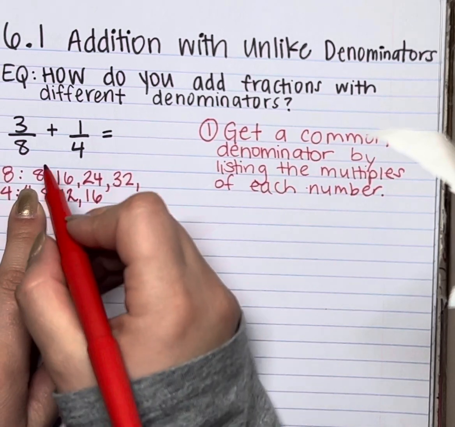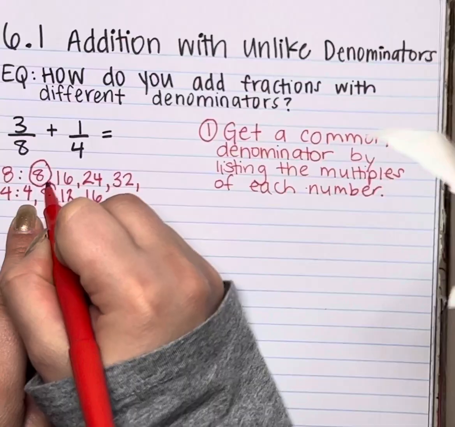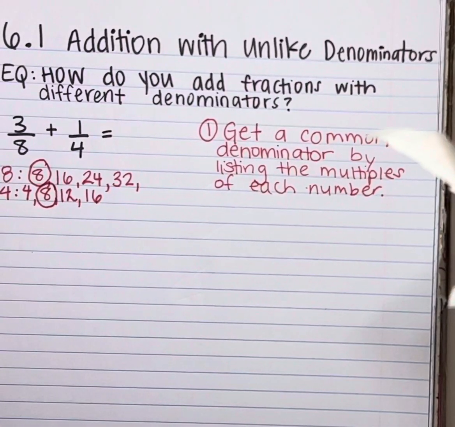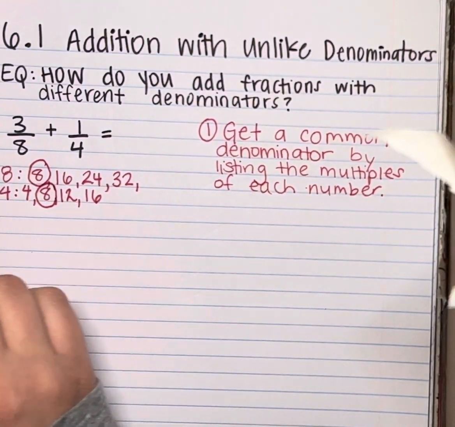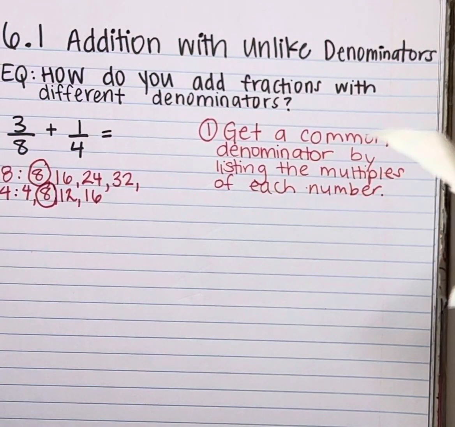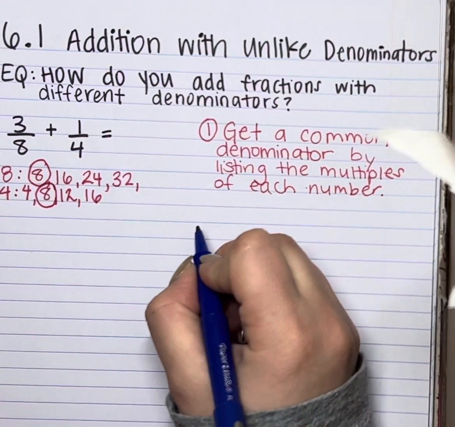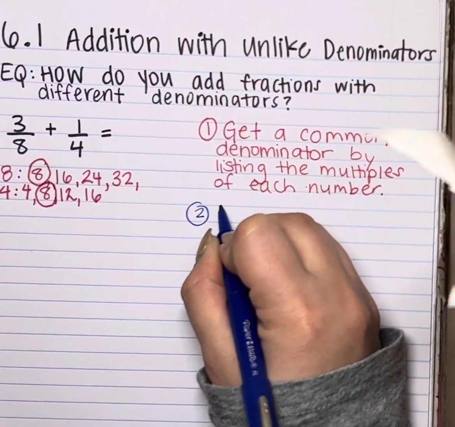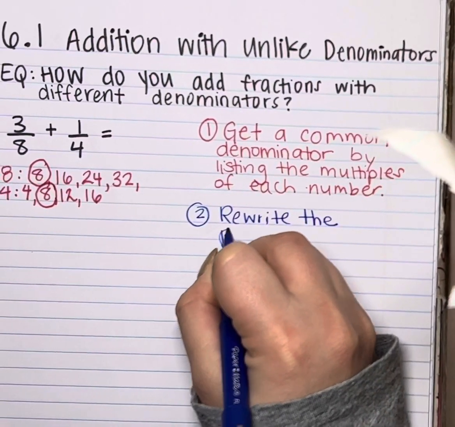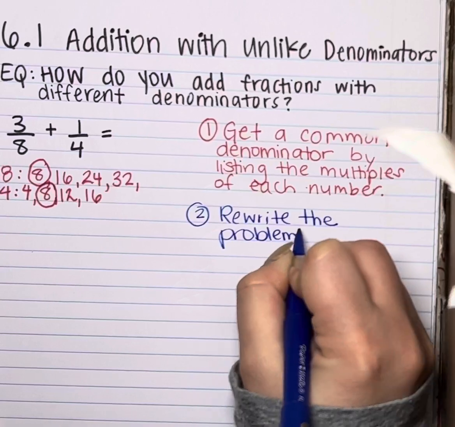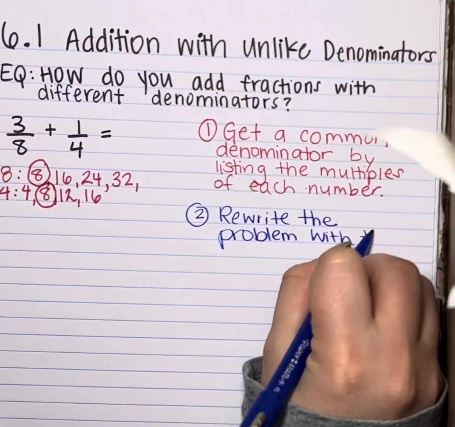So 8, we see 8 and 8. So we're going to take that least common multiple and we're going to use that as our denominator. So I'm going to rewrite the problem. And this time when I'm going to write the new equation, I'm going to use that common denominator. So let's switch colors and move on to step 2. Rewrite the problem with the common denominator.